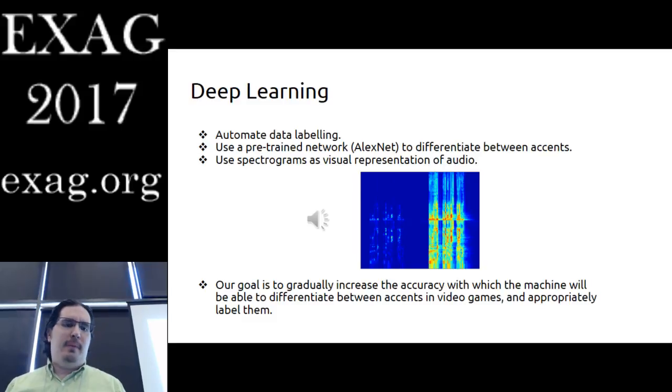So for our method, we're interested in using a pre-trained network, in our case AlexNet, to differentiate the different accents. Since AlexNet is a visual and image classification network, we need to transform the audio files into visual representations, into images of them. And we do that by doing spectrograms of the audio files. Here I have an example of one from the Dragon Age games that we're looking at, and I'll play what this sounds like. Hopefully it'll play out well.